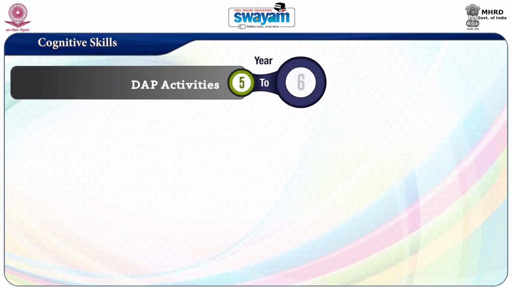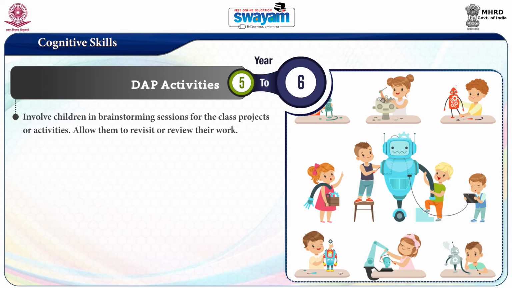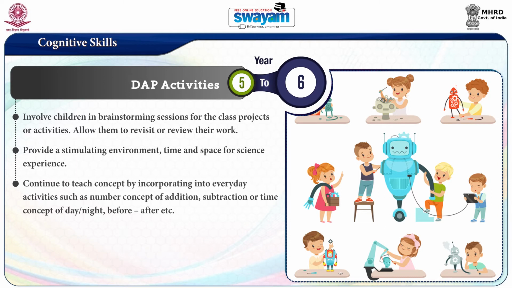Developmentally appropriate practice can involve children in brainstorming sessions for class projects or activities. Allowing them to revisit or review their work will be effective. Provide a stimulating environment, time, and space for science experiences. Continue to teach concepts by incorporating them into everyday activities, such as number concepts of addition and subtraction, or time concepts of day or night, before and after, etc.